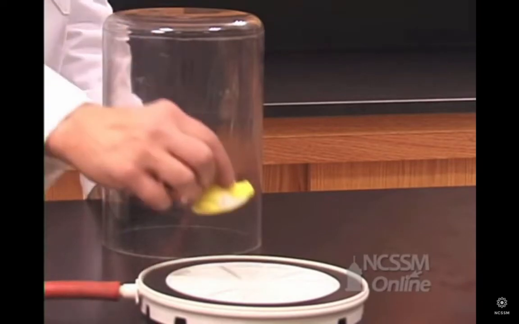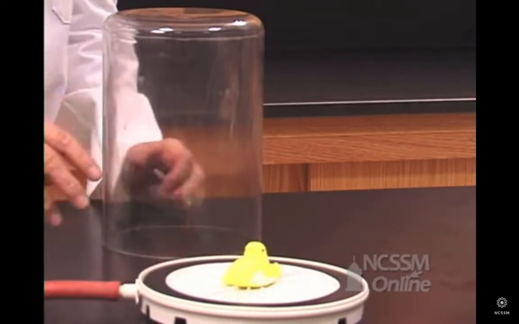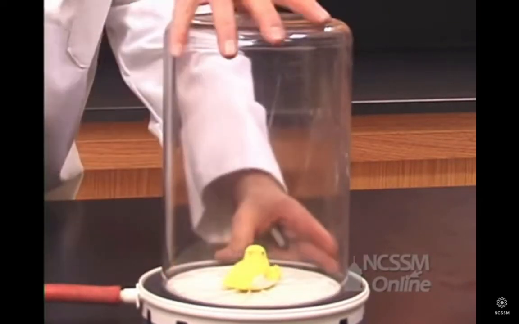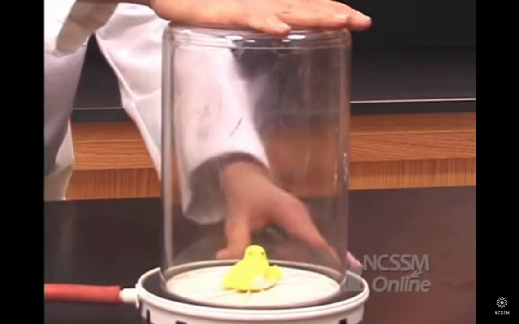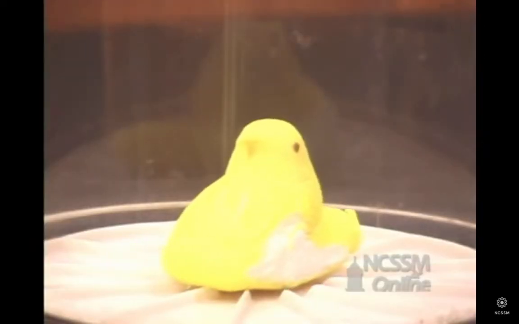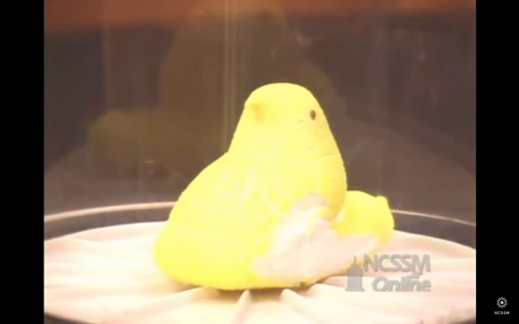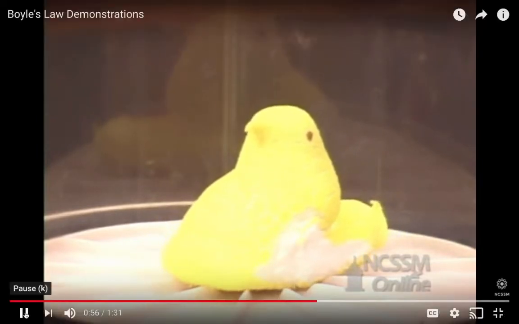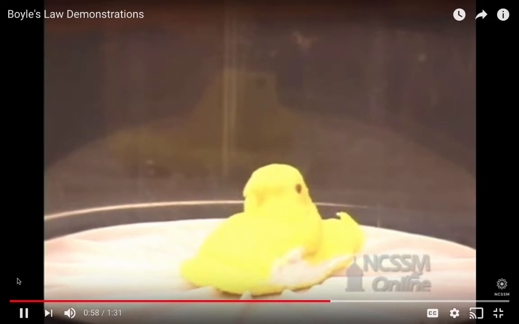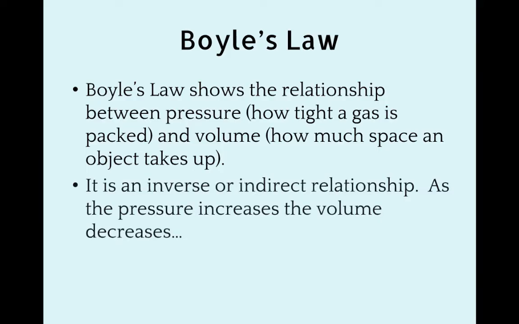As another demonstration of Boyle's law, we will put a marshmallow Peep into our vacuum jar. The marshmallow contains air trapped in a mixture of gelatin and sugar. As we apply the vacuum, the pressure outside is lower than the pressure inside. The air in the Peep will expand to try and equalize the pressure. When we release the vacuum, the pressure increases and the volume decreases. It is an inverse or indirect relationship because as the pressure increases, the volume decreases.